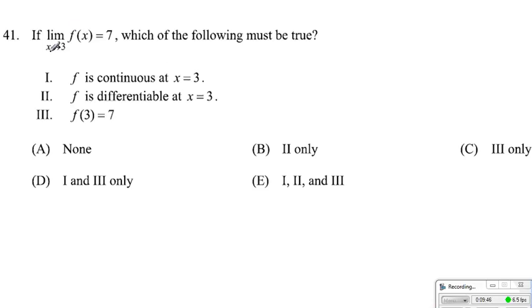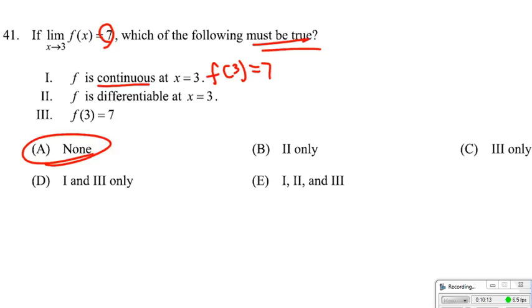Alright, here we have the limit of the function as x approaches 3 is equal to 7. Which of the following must be true? Then should it be continuous? We can see it's continuous if and only if f of 3 is in fact equal to 7, but we don't have that, so we have no idea. Is it differentiable? It has to be continuous first. So, in fact, we have no idea about that. And f of 3, does it have to be 7? Once again, we have no idea. So none of them will be correct.